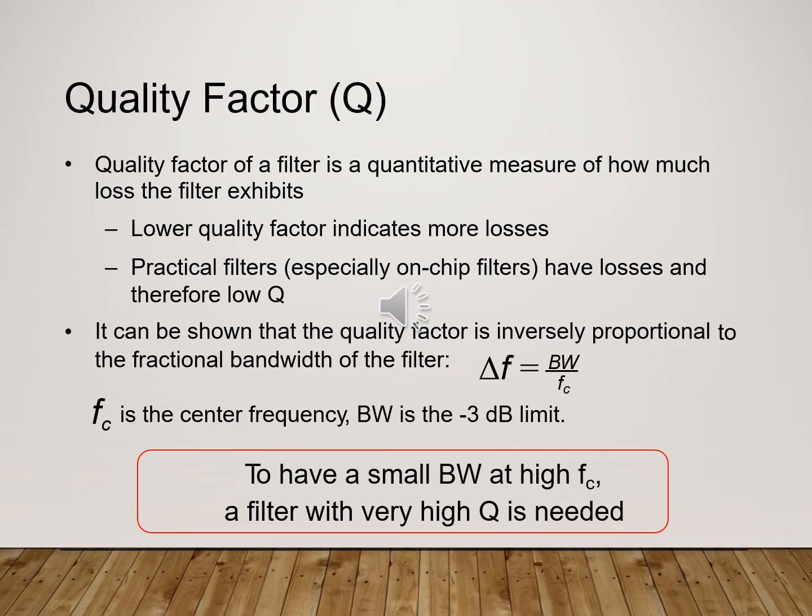It can be shown that the quality factor is inversely proportional to the fractional bandwidth of the filter. So when we increase the bandwidth, the quality factor will be low, and when we have a narrow band, or a smaller bandwidth, we can achieve a higher quality factor. In general, the fractional bandwidth is equal to the bandwidth over FC, where FC is the center frequency and the bandwidth is the 3 dB bandwidth we get from the system. To have a small bandwidth at a high FC, a filter with very high Q is needed.